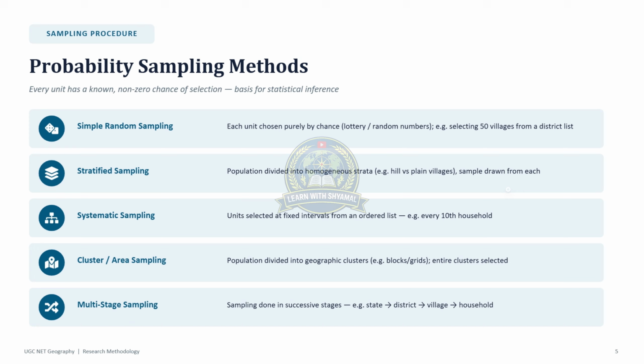Okay, then probability sampling methods. Every unit has a known and non-zero chance of selection, the basis for statistical inference. These are some types of probability sampling: simple random sampling, stratified sampling, systematic sampling, cluster and area sampling, and multi-stage sampling. Simple random sampling is where units are chosen purely by chance, lottery and random numbers. Example, selecting 50 villages from a district list.